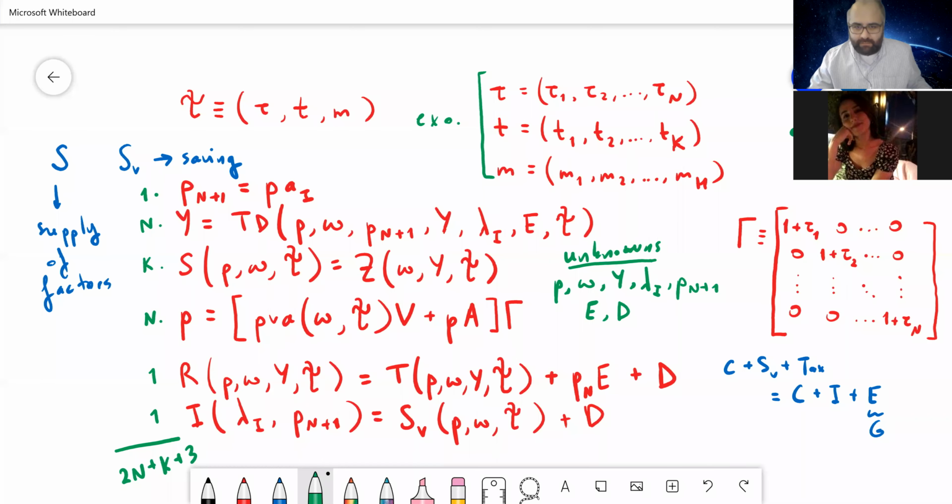So how many unknowns do we have? Let's count. N, K, N. So this is 2N plus K, okay? Then we have 2N plus K plus 4. So we have one more. We have one additional unknown given our equations. How can this be possible? Well, it is possible because we haven't talked about how the government decides whether it will run a deficit or not, okay? So the government has to choose either E or D, okay?